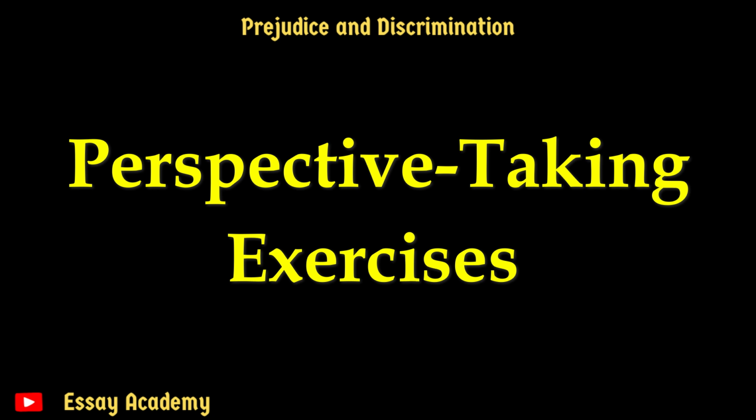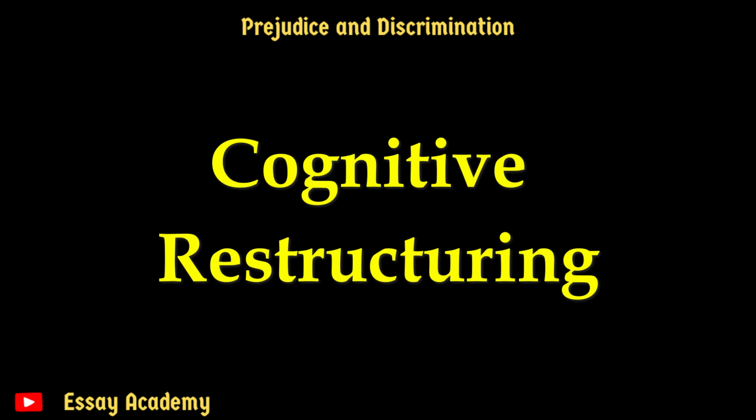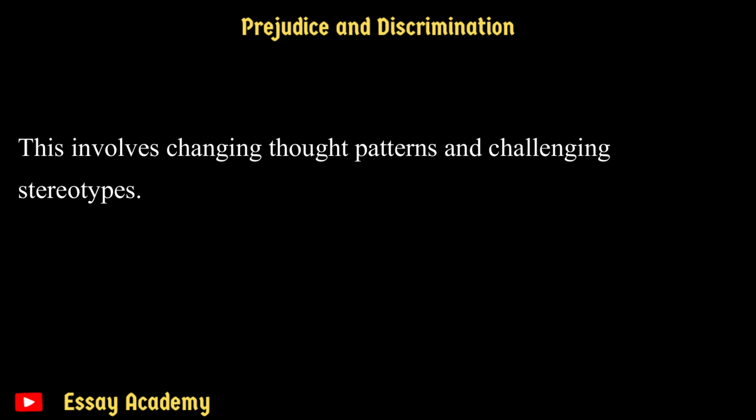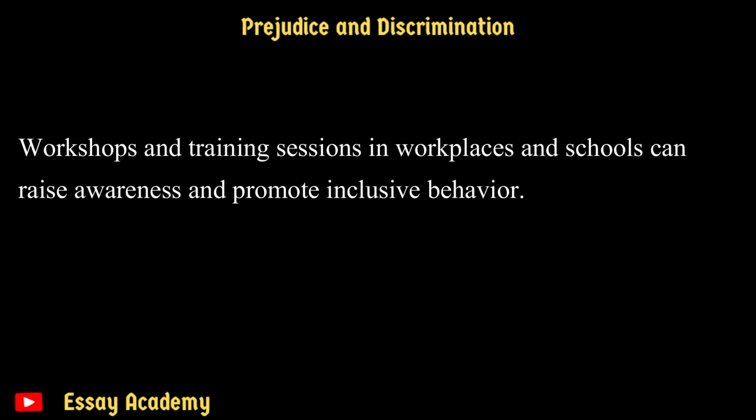Perspective-taking exercises. Encouraging individuals to see the world from another person's point of view can increase empathy and reduce bias. Cognitive restructuring. This involves changing thought patterns and challenging stereotypes. Workshops and training sessions in workplaces and schools can raise awareness and promote inclusive behavior.